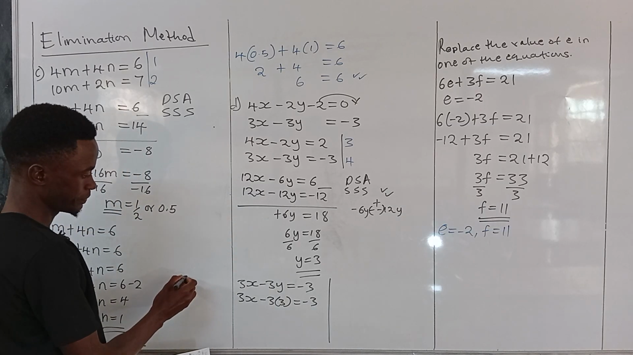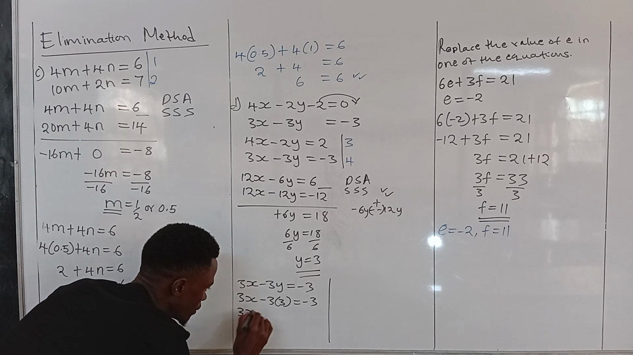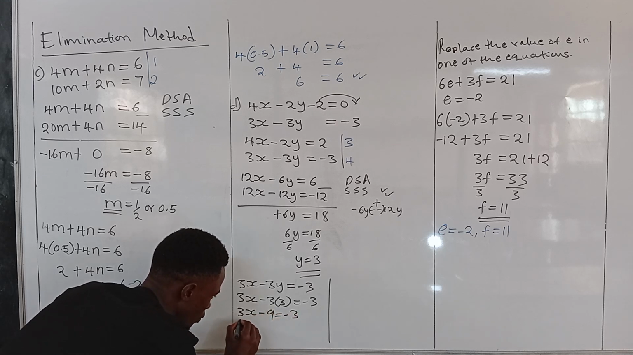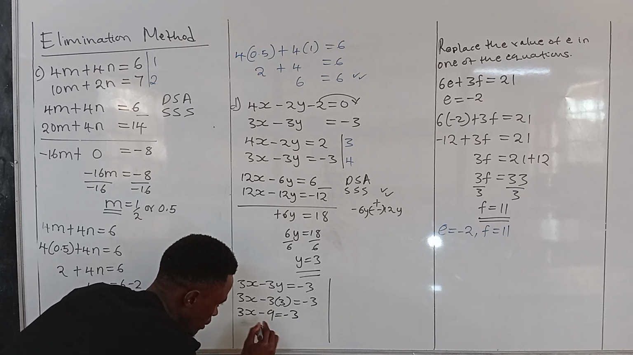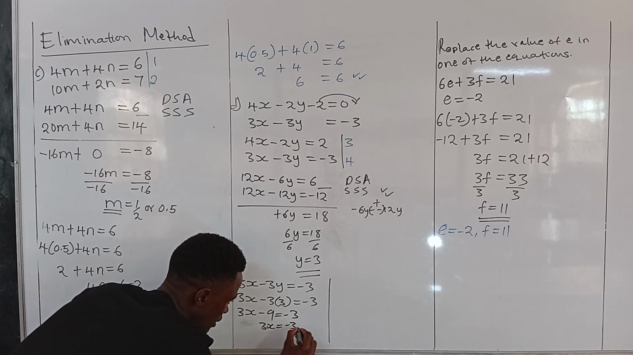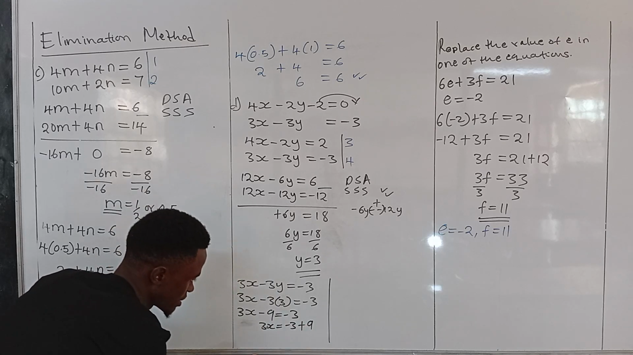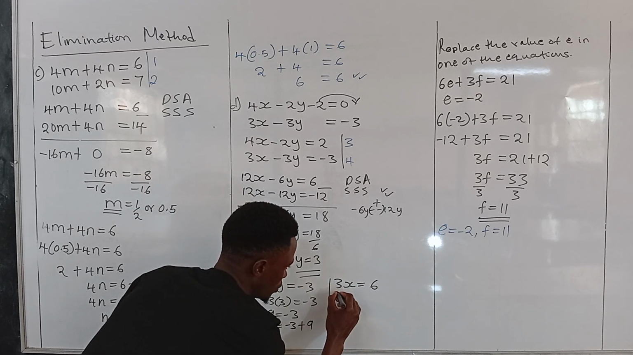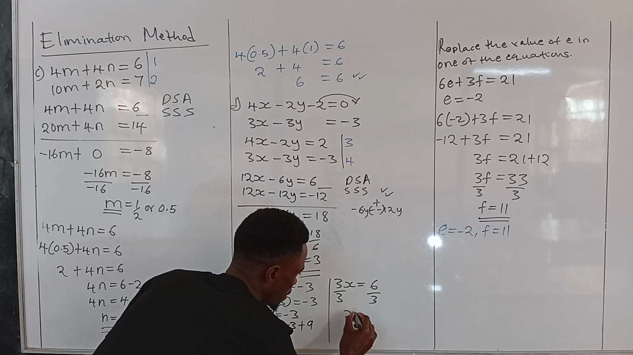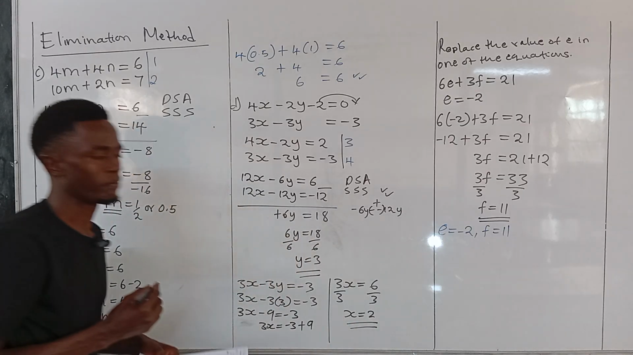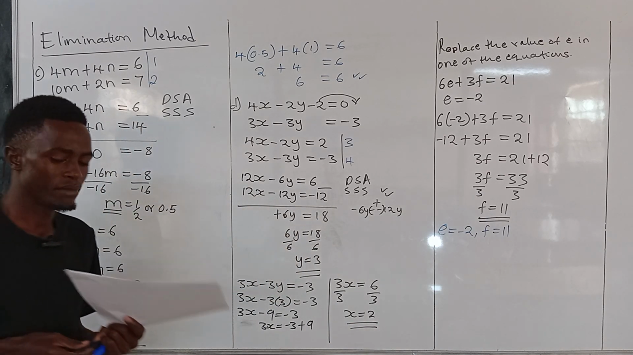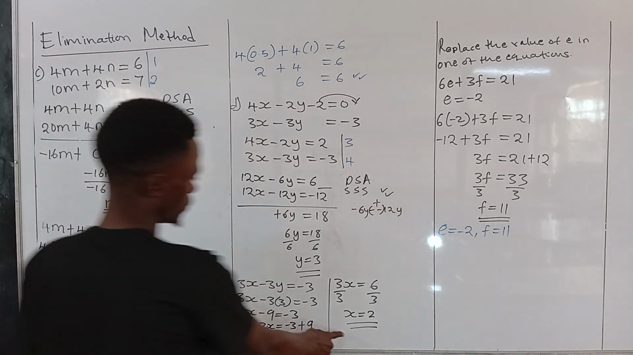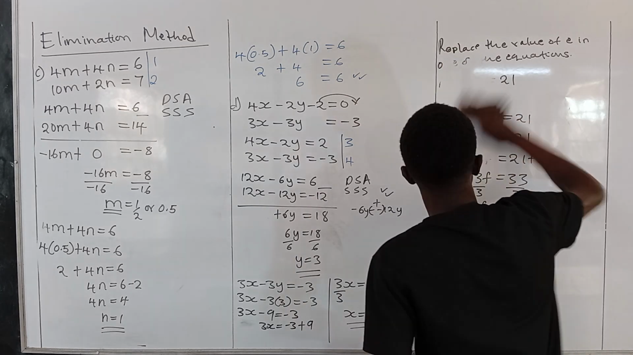So you are going to have 3x minus 9 is equal to minus 3. So 3x is equal to minus 3 plus 9. This one has gone the other side. So our value 3x is equal to 6. Our value of x, you divide by 3 everywhere. Our x is going to be 2. So we have the value of y equal to 3, and the value of x is going to be 2.